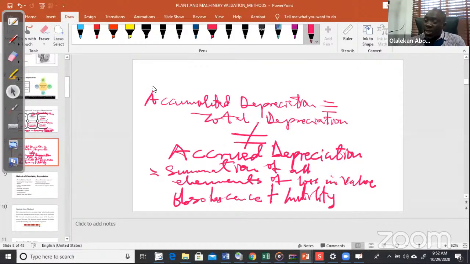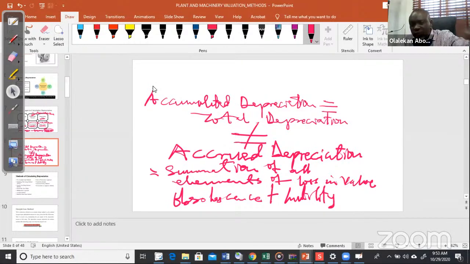So if you see accrued depreciation in your question, it is not the same thing as accumulated depreciation. No. Don't say accrued, accumulated. You are not using English, you are using dictionary meaning. They are not the same. They are two technical terminologies. Accumulated depreciation is total depreciation, the sum of physical deterioration over a period of time of an asset. But accrued depreciation is the sum of all elements of loss in value, different types of loss in value.